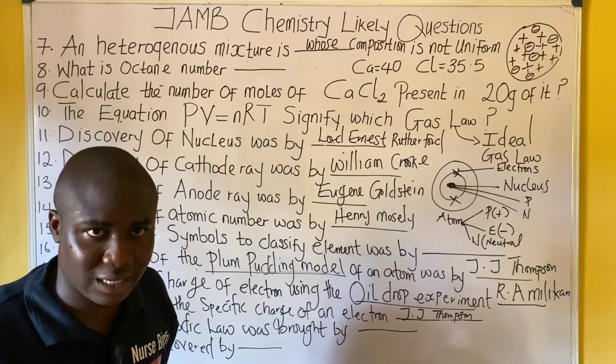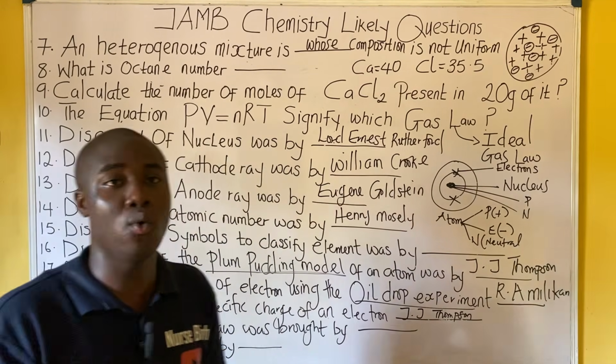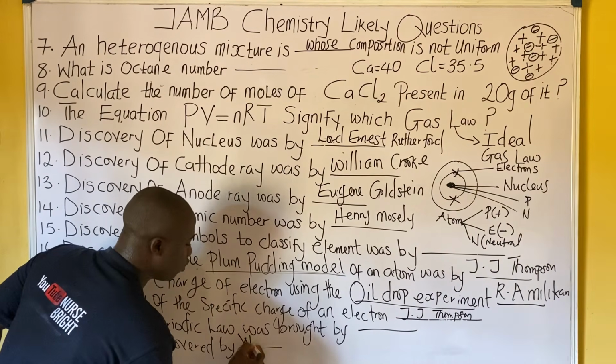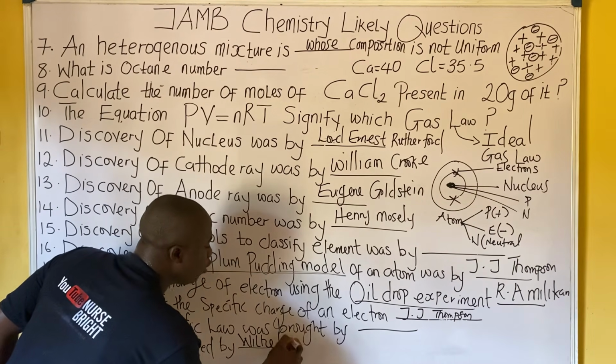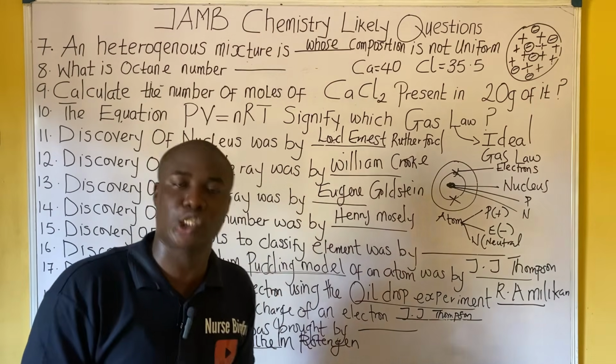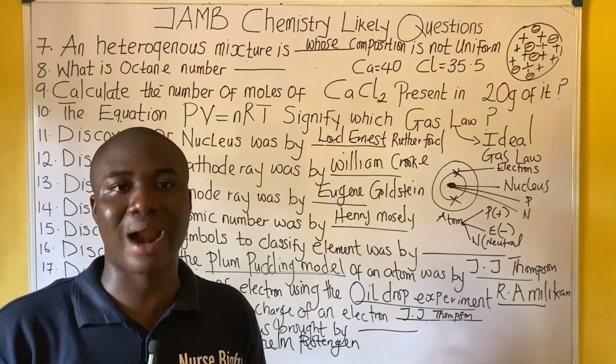Let's get into the next practice question, question number 20, and it says, X-ray was discovered by who? It was discovered by a man called Wilhelm, not Williams now, Wilhelm Röntgen. This is the man that brought about the X-ray. Take note. All these are very simple. Let's get into more practice questions.